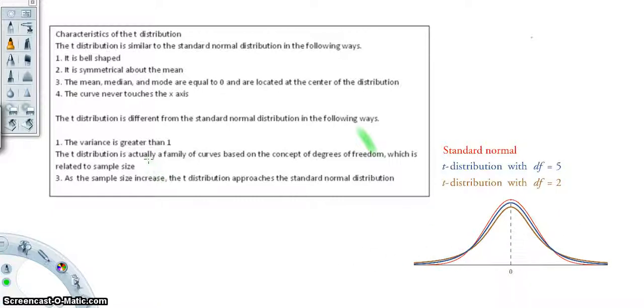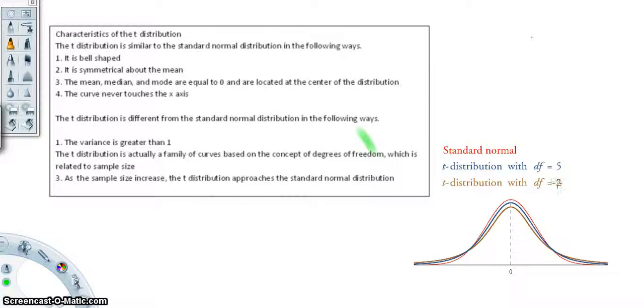Now, things that are different is that our variance is going to be greater than 1. So that means our standard deviation squared is greater than 1. Also, the t-distribution is actually a family of curves based on the concept of the degrees of freedom, which we'll talk about in a moment, which is related to the sample size. As the sample size increases, the t-distribution will approach the standard normal distribution.